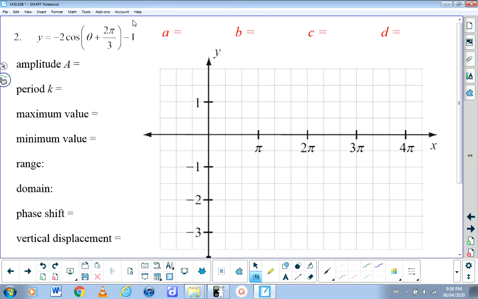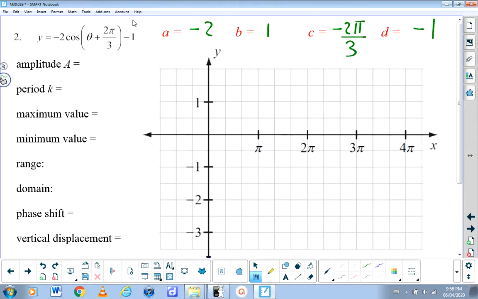Pause the video so that you can fill in the values of a, b, c, and d, and then when you're ready to resume, we'll see how you did. A has a value of -2, b has a value of 1, c has a value of -2 pi over 3, and d has a value of -1.